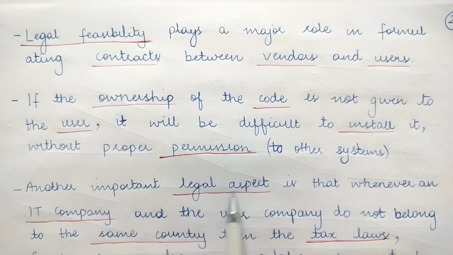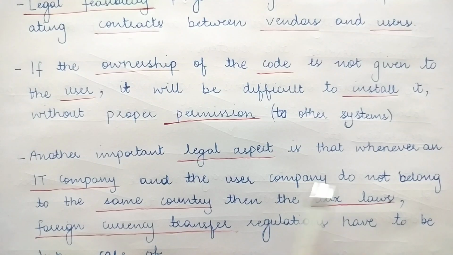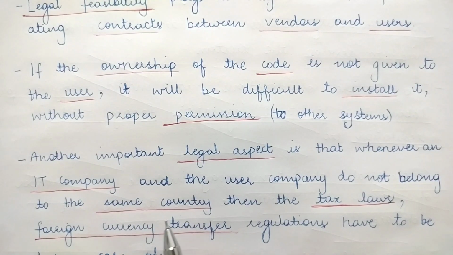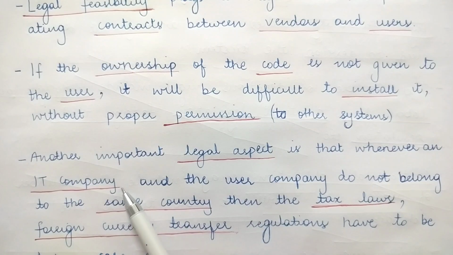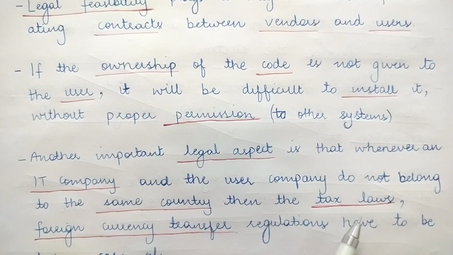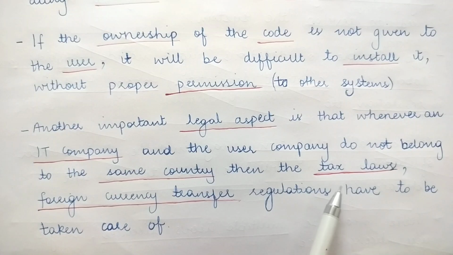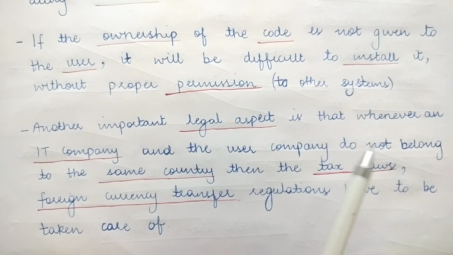Another important legal aspect is when an IT company and the user company do not belong to the same country. When the vendor and the user belong to different countries, then the tax laws and foreign currency transfer regulations have to be taken care of, because the tax laws would be different in different countries. Foreign currency transfer also has to be taken care of, since the user would be transferring the money in a different currency and the vendor's currency would be different. So all these regulations have to be taken care of, and these are all studied in the legal feasibility.